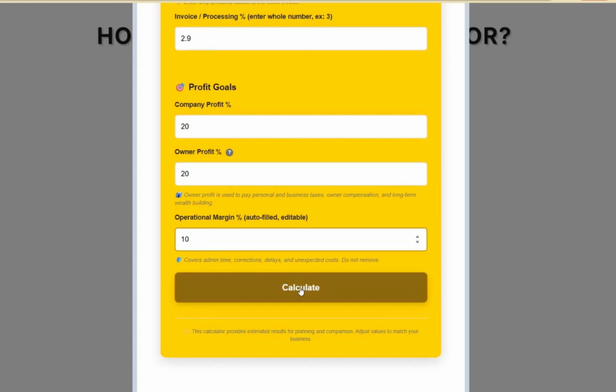Okay. All right, now let's just do some calculations. Oh, and if you're wondering about any taxes, your personal taxes will be paid out of this 20%, and your business taxes will be paid out of this amount right here. Okay.